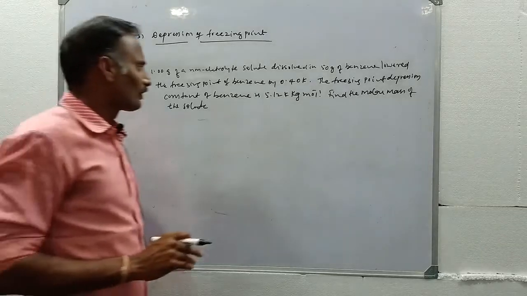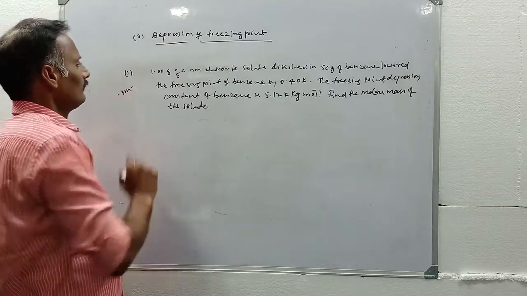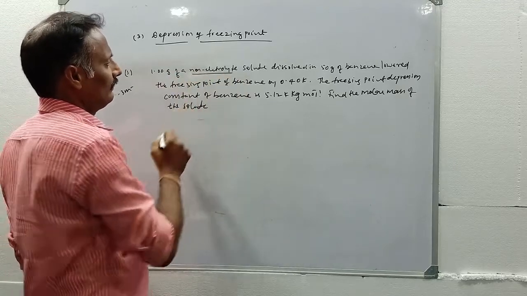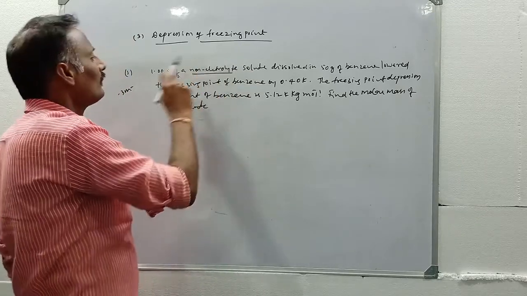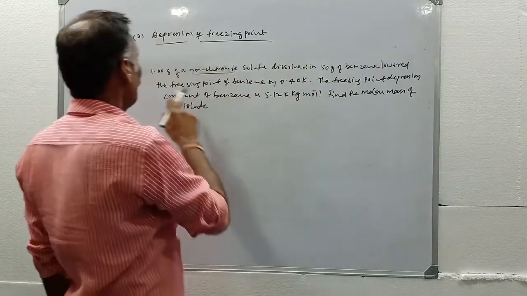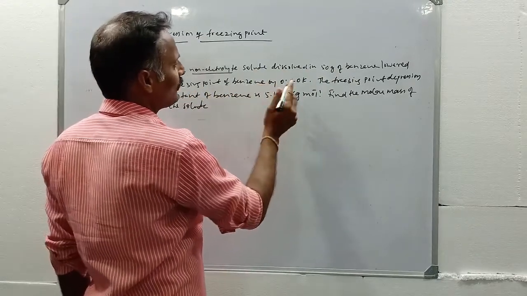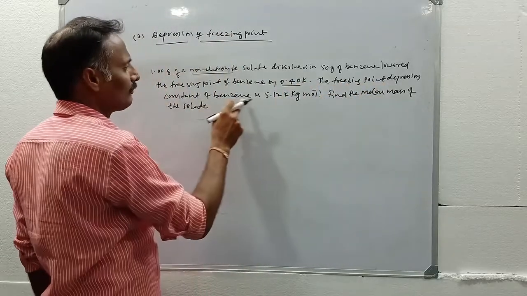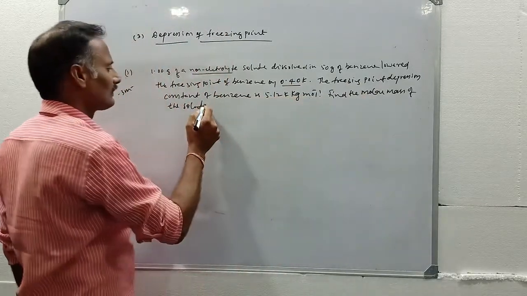This is one of the numerical problems asked in previous examinations for 3 marks. Here, 1 gram of a non-electrolyte solute, meaning it does not undergo dissociation in solution, dissolved in 50 gram of benzene lowered the freezing point of benzene by 0.40 Kelvin. The freezing point depression constant of benzene is 5.12 Kelvin kg per mole. Find the molar mass of the solute.